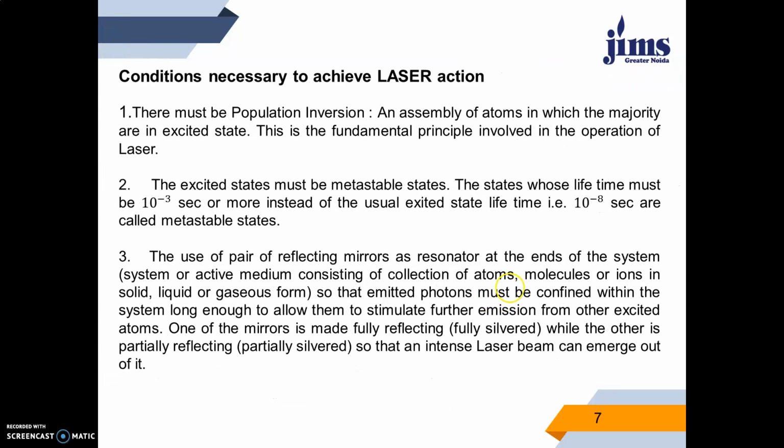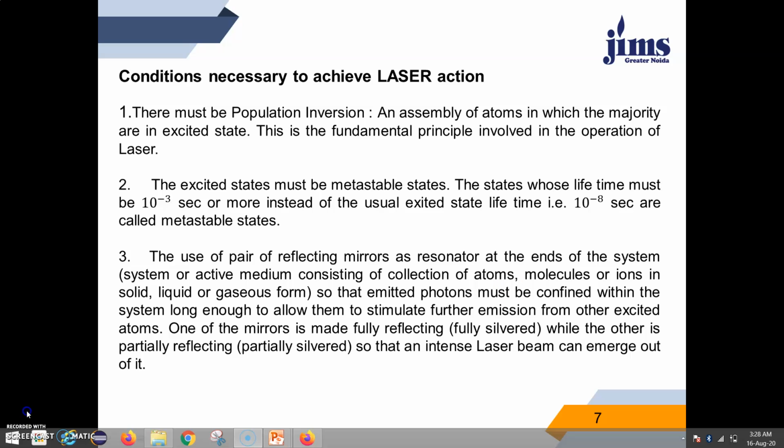Conditions necessary to achieve laser action we have already discussed, so you can study. These are the three important conditions. Following are the conditions necessary to achieve laser action. Number 1, there must be population inversion. What is population inversion? An assembly of atoms in which the majority are in excited state. This is the fundamental principle involved in the operation of laser.